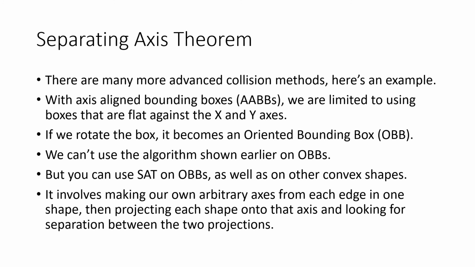So here's the quick rundown. It involves making your own arbitrary axes from each edge in one shape. So for example, if it's a square, you make four. In fact, in a square, you would actually only need two because the left and right edge are the same axis and the top and bottom edge are the same axis. So you make two or more axes which are perpendicular to those edges, then you project both shapes onto that axis and you look at the projected area, what they call the extents of those two projections.